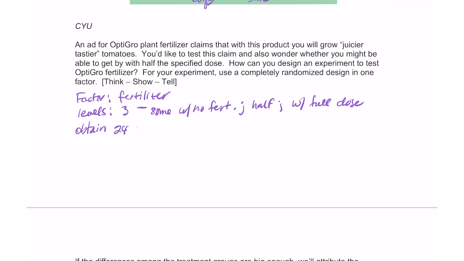So we're going to obtain 24 tomato plants of the same variety. Again, we would want to do that to control for any variability. And I meant to say variety here. So I guess to do that, we would want to buy them from the same garden store, right? So obtain 24 plants of the same variety from the same garden store. Okay, since we have 3 treatment groups, we would maybe do 8 plants in each treatment group.